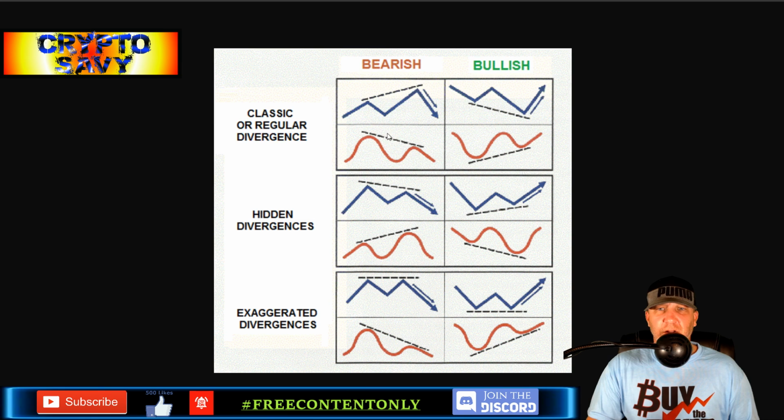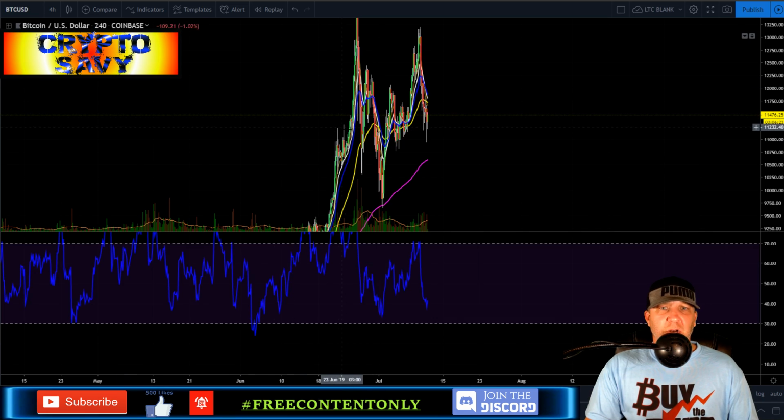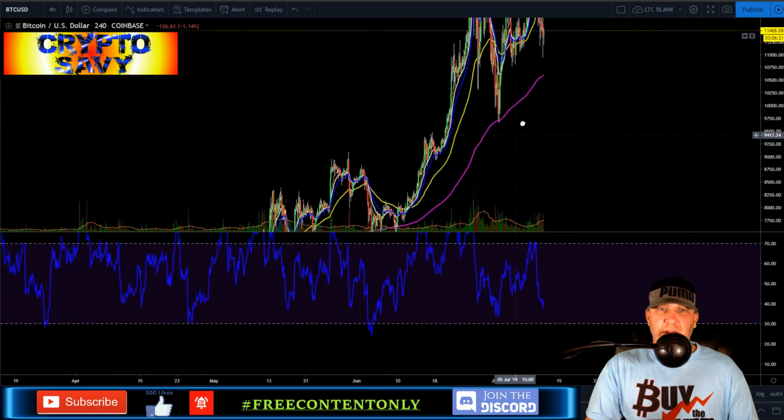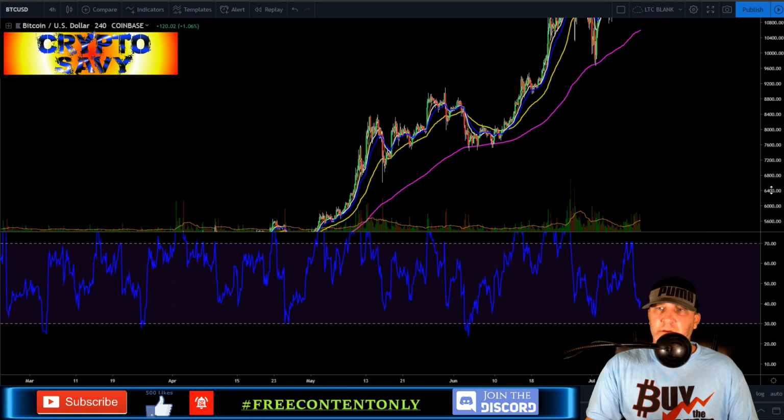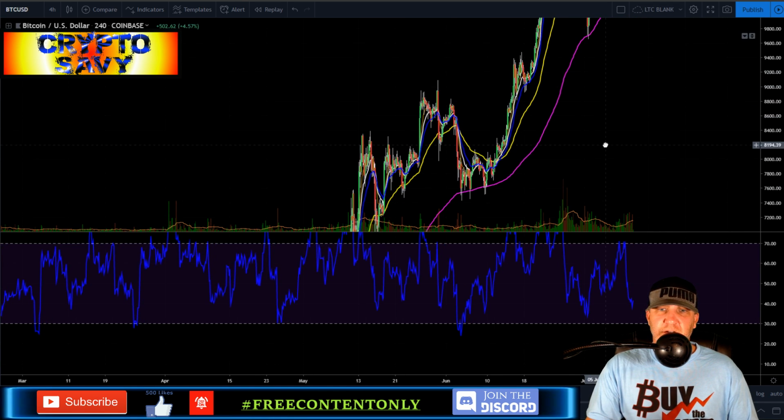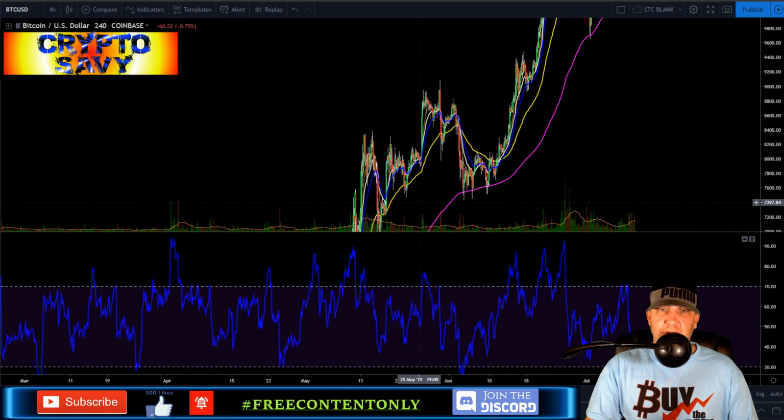So the first one we're going to look for is bearish divergence. I did not go through the charts and mark it off, so I'm going to look for it while you guys are watching. In a bearish divergence, you get higher highs in the price action, lower highs in the RSI. So we're going to open up a chart and look for bearish divergence, and I think we got some right here.